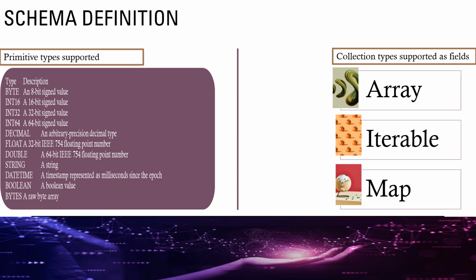Map. This represents an associative map from keys to values. All schema types are supported for both keys and values. Values that contain map types cannot be used as keys in any grouping operation.